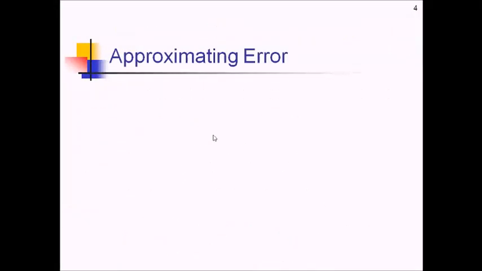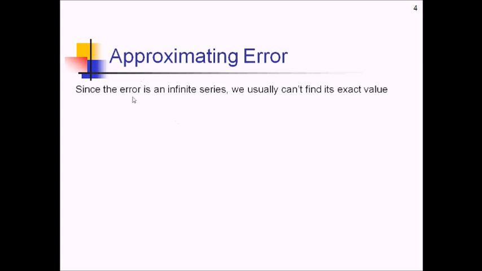Knowing that the error is the sum of the remaining terms actually doesn't help a whole lot because there's still an infinite number of them. Because the error is an infinite series, we usually can't find its exact value. So instead, we settle for something else called the error bound, which is the maximum possible error, the maximum possible sum of those remaining terms. This is also pretty tough to find because, again, you have an infinite number of them.